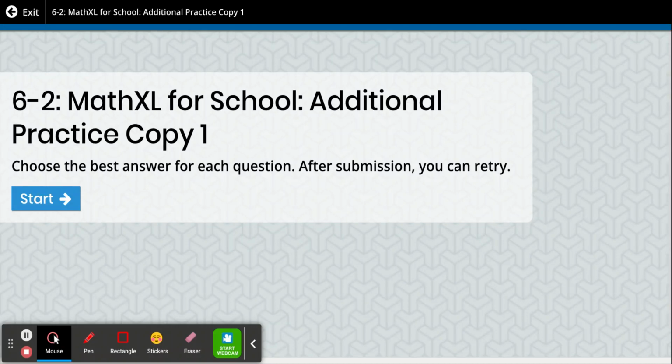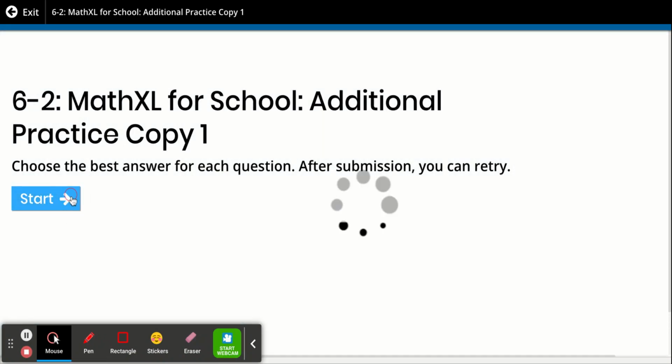Welcome, and let's take a look at some additional examples from lesson 6.2. This would be the first 5 problems from the practice set.